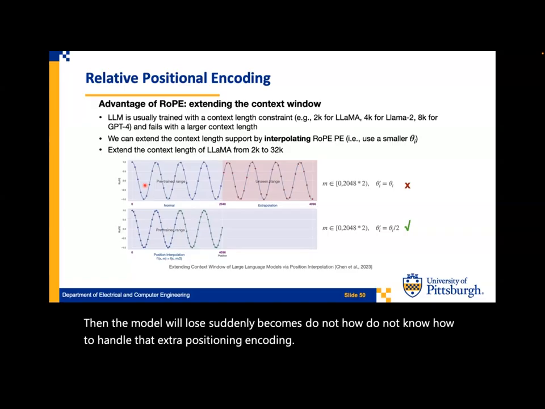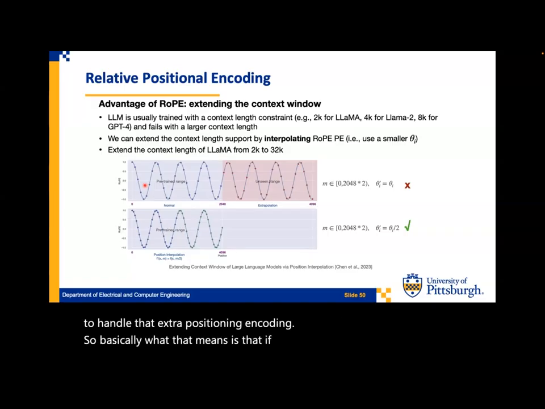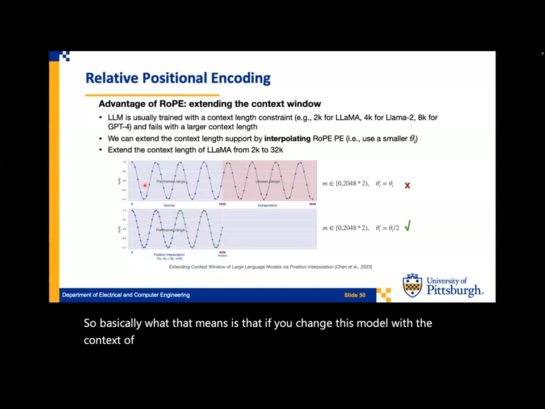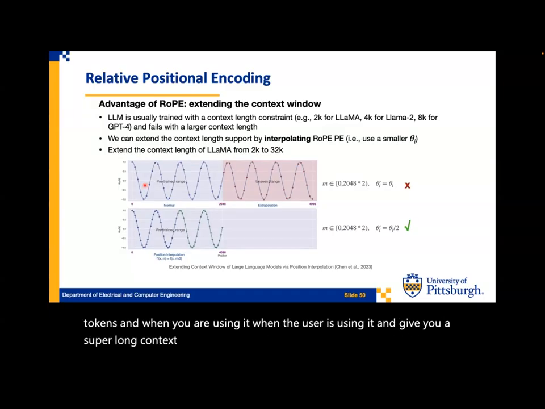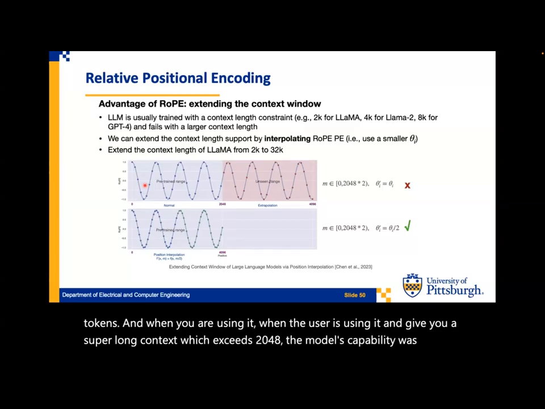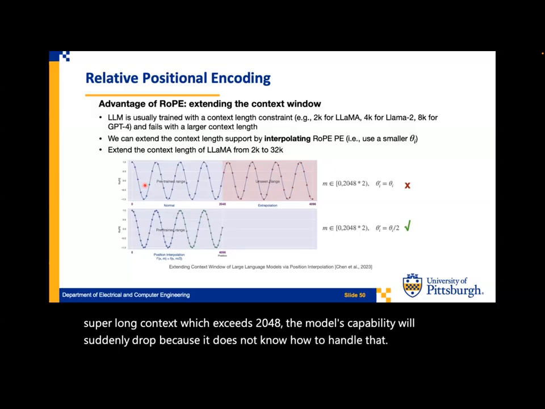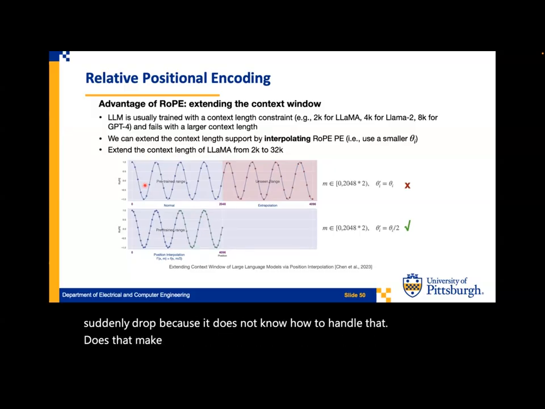So basically what that means is that if you train this model with a context of 2048 tokens, the prompt can only have 2048 tokens. And when the user gives a super long context which exceeds 2048, the model's capability will suddenly drop because it does not know how to handle that. Does that make sense?